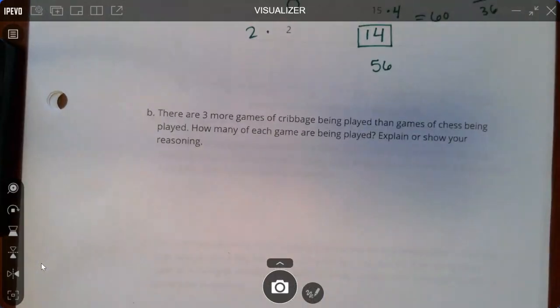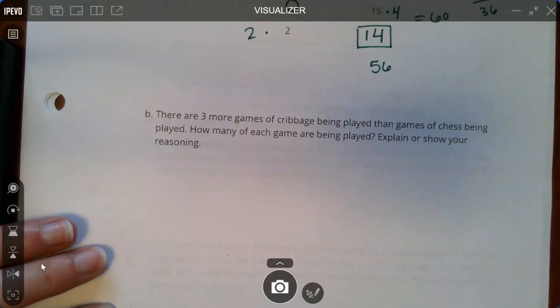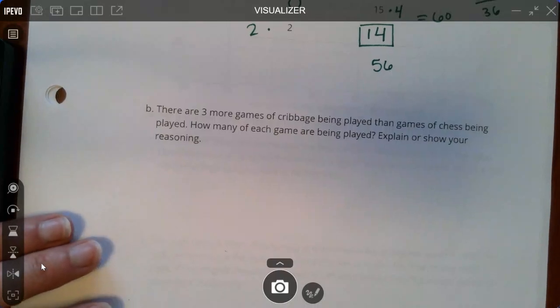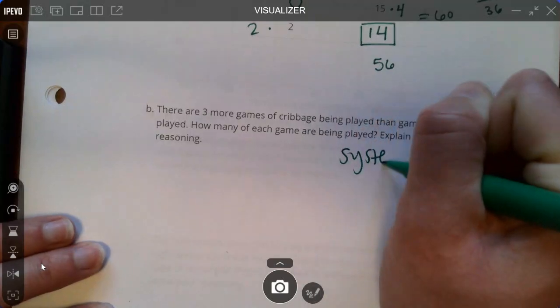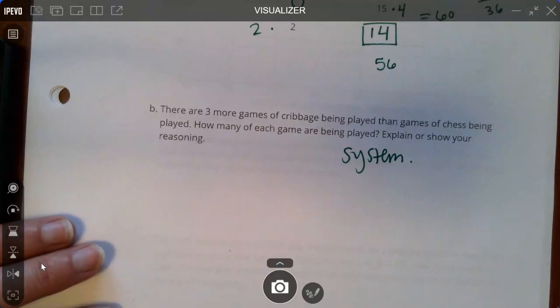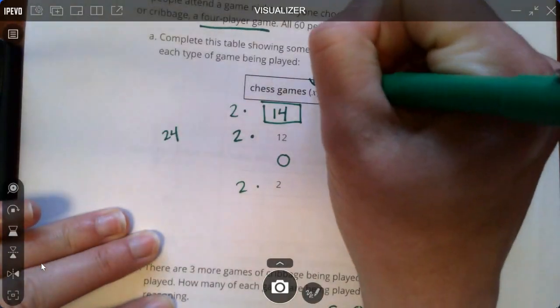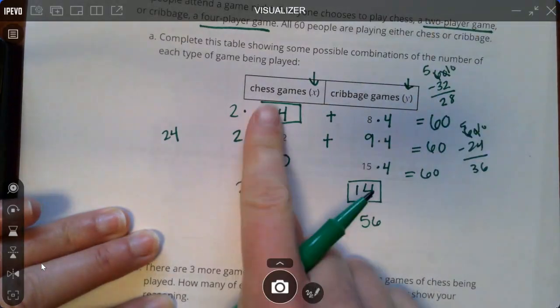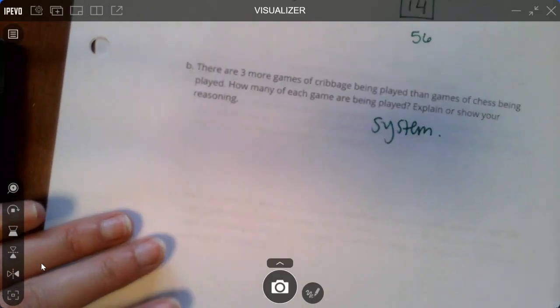Then, we need to figure out, there are 3 more games of cribbage being played than games of chess being played. How many of each game are being played? Explain or show your reasoning. So this right here is a system. That means I need 2 equations. I want to see 2 equations, and I also want to see a point. What is the answer? I need to use my information from above in my table. I also need to use the variables they gave me: chess is x, cribbage is y. So I should see equations with x's and y's.